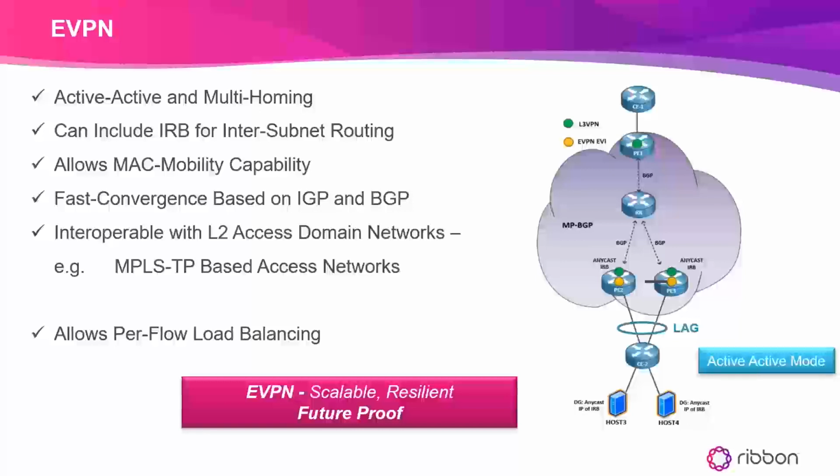You can also use it to multi-home. So much like multi-chassis lag, where I need to connect one device to two devices for resiliency, I can use EVPN to do that. And that's what you'll see here in our example in the next slide. You can deploy integrated routing and bridging, so you can route between subnets. It allows MAC mobility. So if you've got mobile users that are moving from one Ethernet segment to another, then this can accommodate that quite easily.